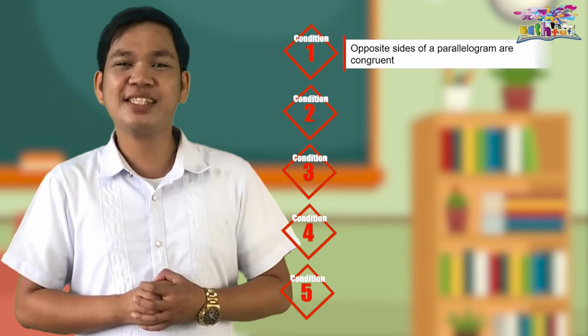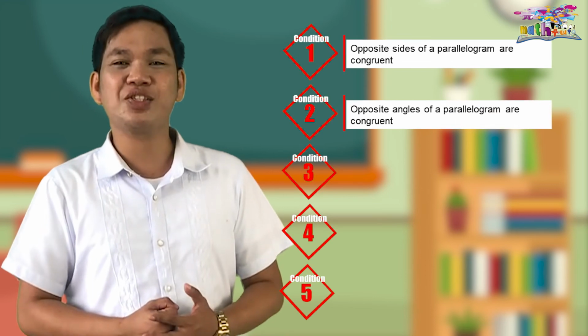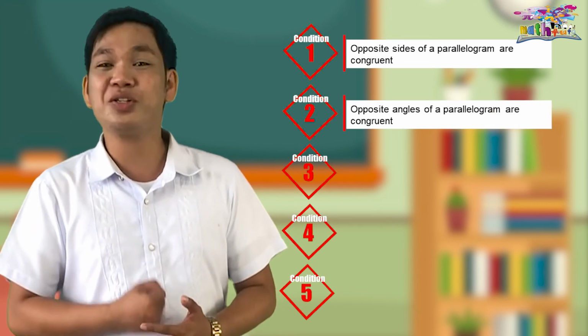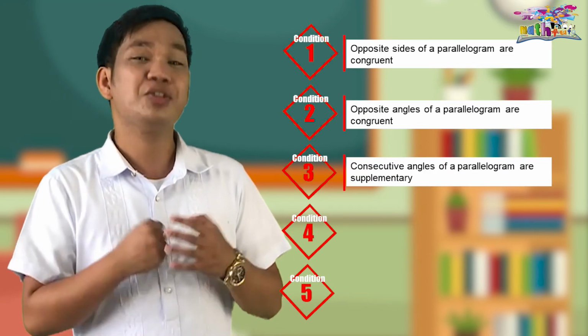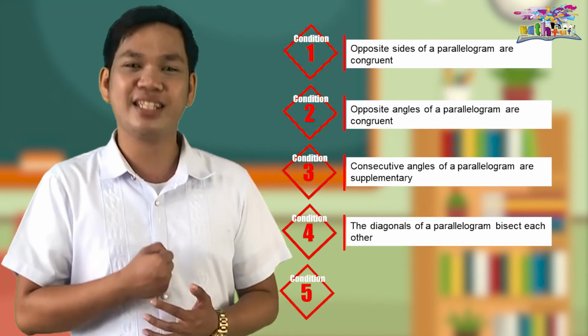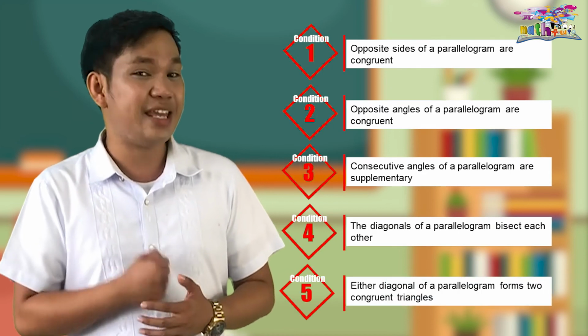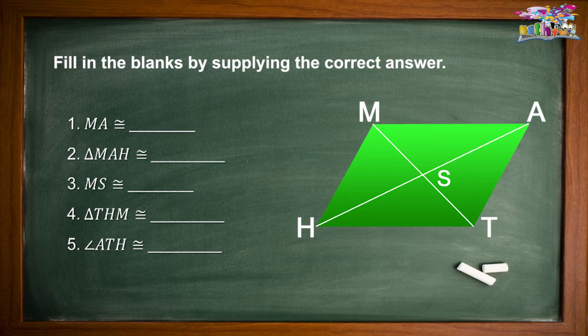Again, opposite sides of a parallelogram are congruent. Opposite angles of a parallelogram are also congruent. Consecutive angles of a parallelogram are supplementary. The diagonals of a parallelogram bisect each other, and either diagonal of a parallelogram forms two congruent triangles. Let us try to apply these conditions to this parallelogram NAPH. Fill in the blanks by supplying the correct answer.